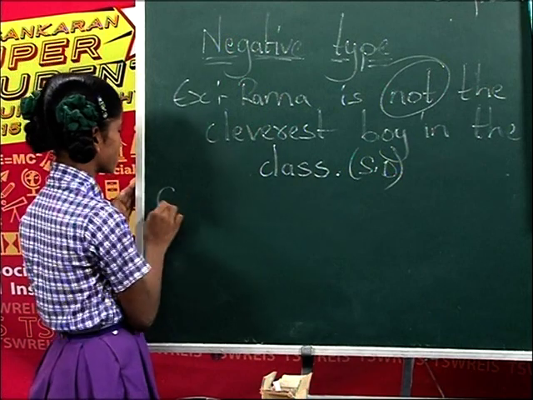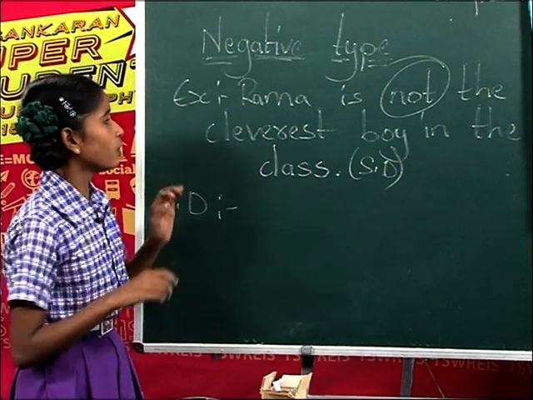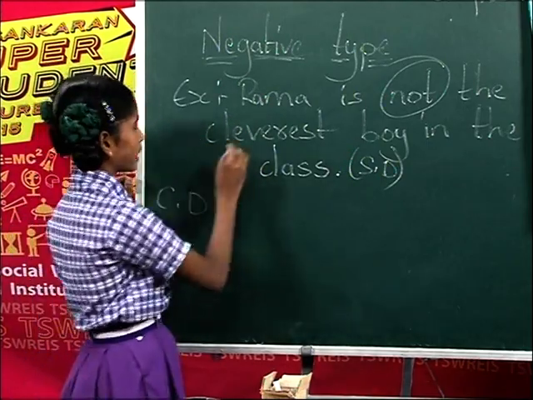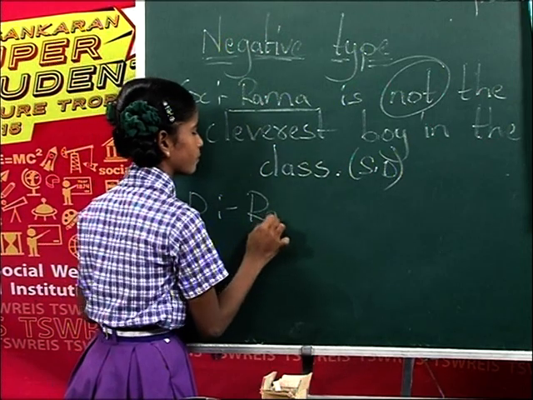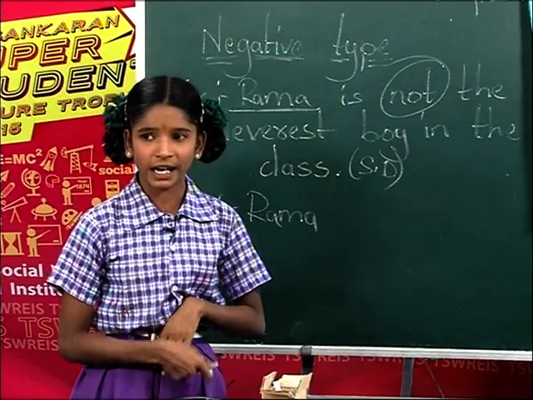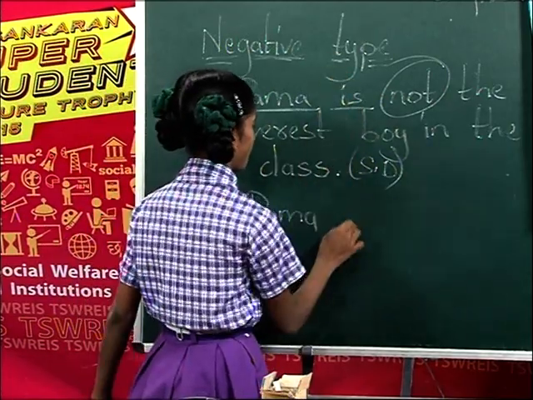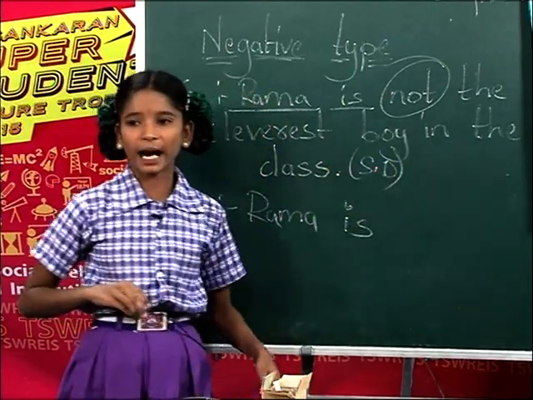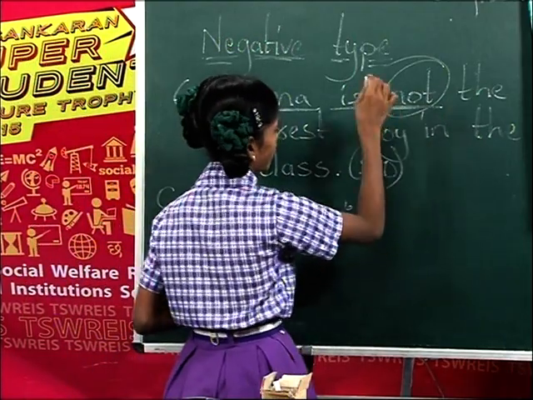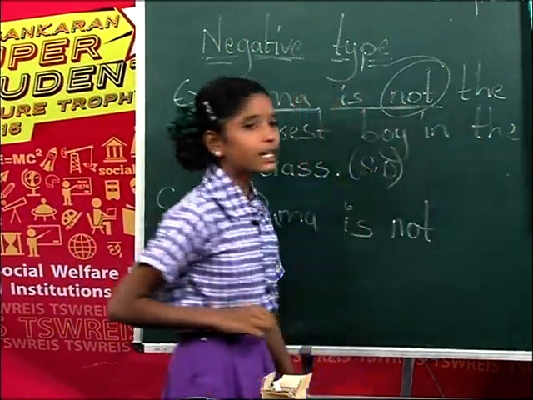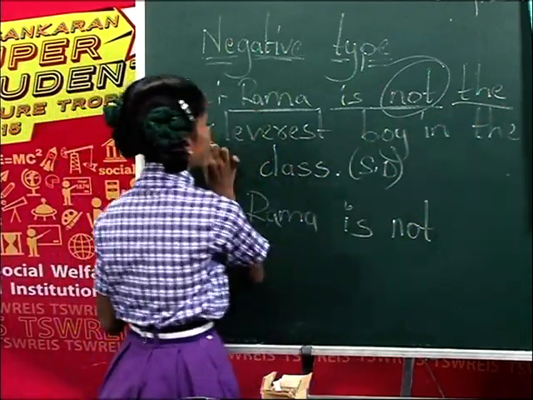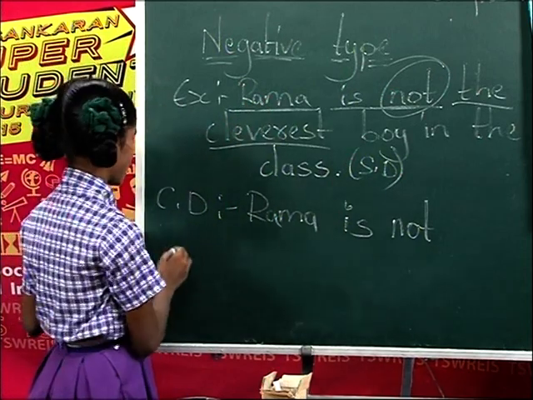Now we are going to change it to comparative degree. Now, while changing from superlative degree to comparative degree, we should start with the subject, that is Rama. And we should add the verb. What is the verb, friends? Yes, is the verb. Now, we should write the negative word. What is the negative word? Yes, not is the negative word. Now we should write the comparative form. What is the comparative form for the cleverest, friends? Yes, cleverer than.